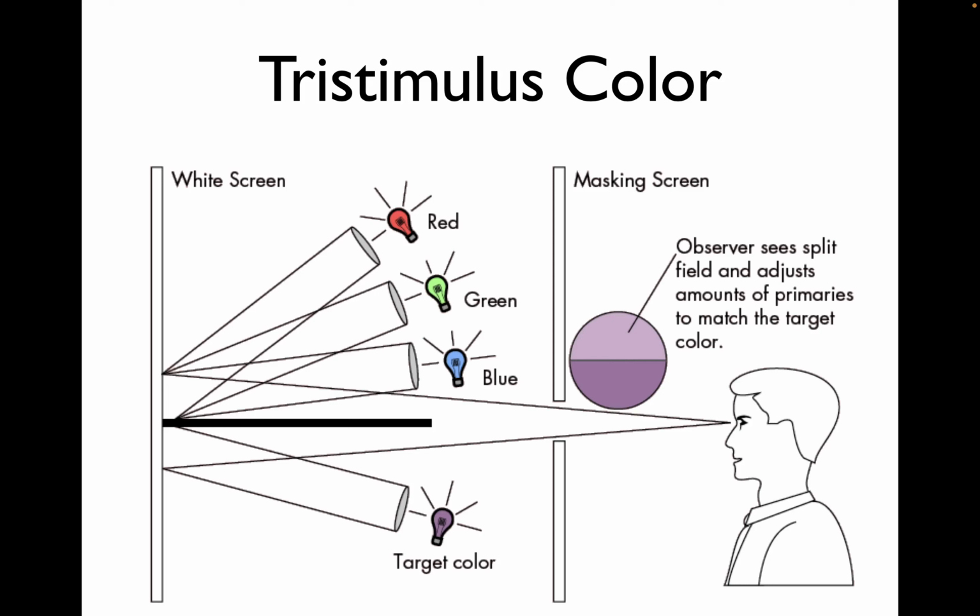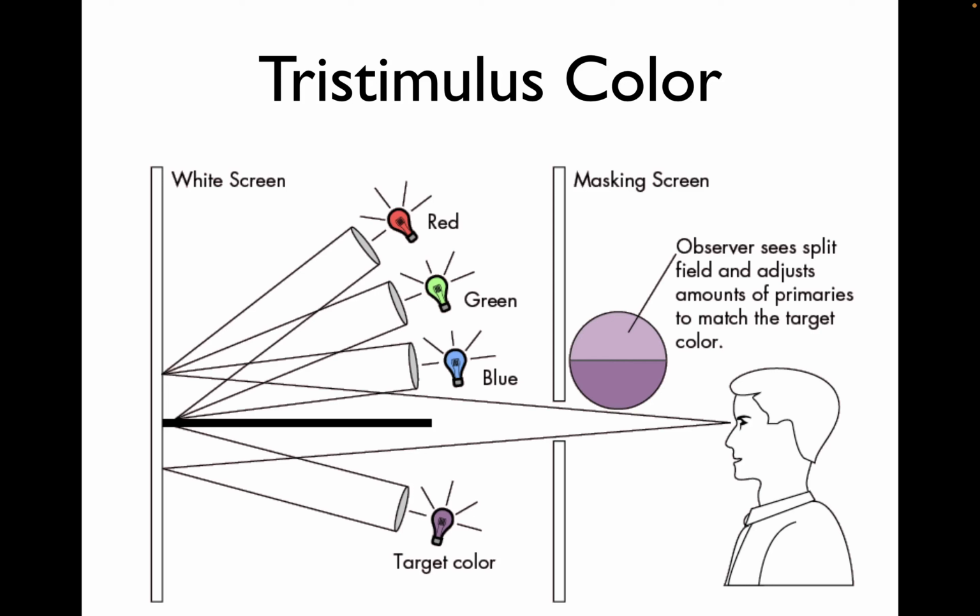So they put just a target color on the bottom, and you can see it's sort of a purplish, lilac-y kind of color. And then on the top, they have a red light, a green light, and a blue light. The red light, green light, and blue light are all on rheostats, which means they can control the amount of red light, green light, and blue light.